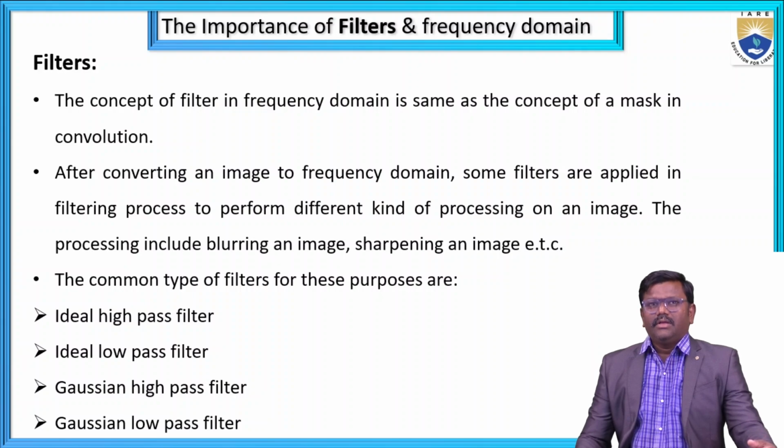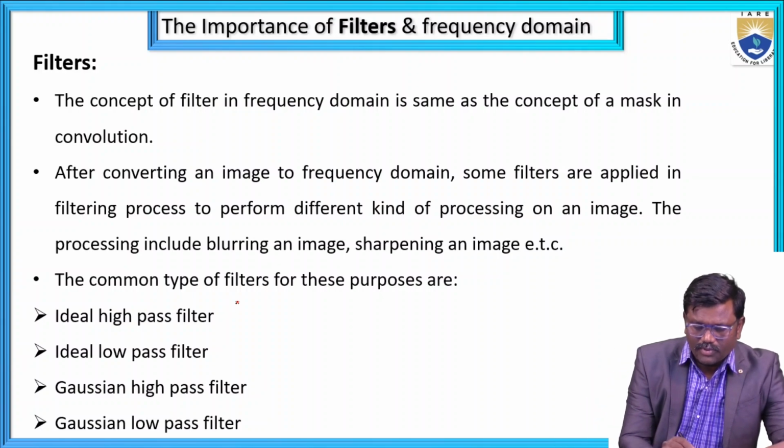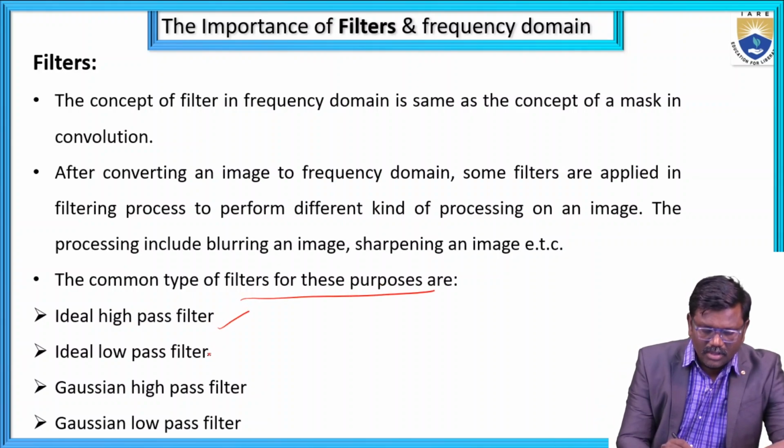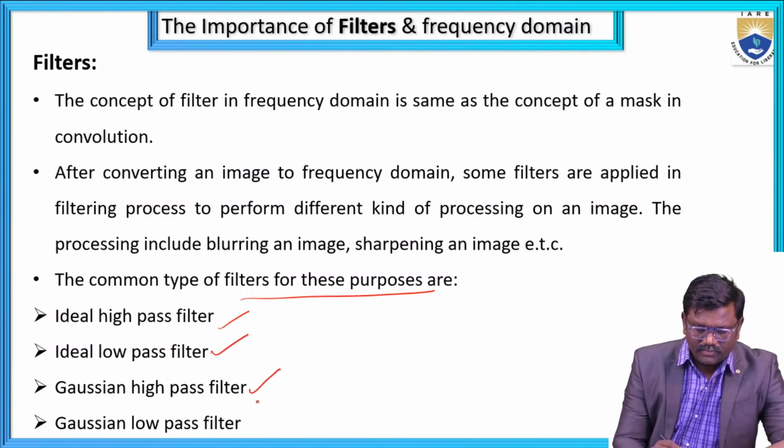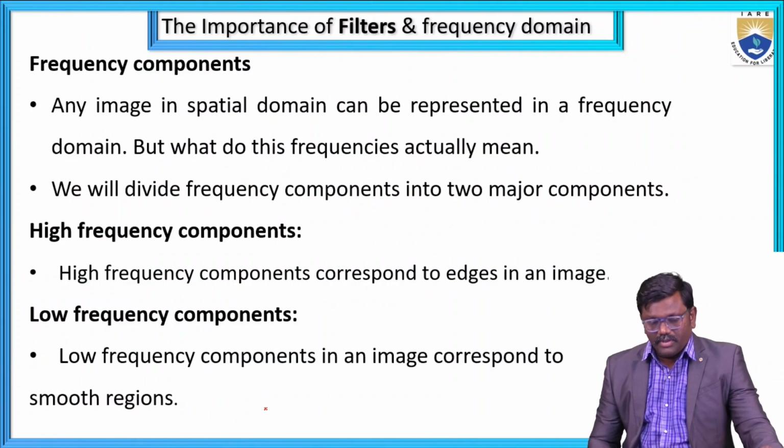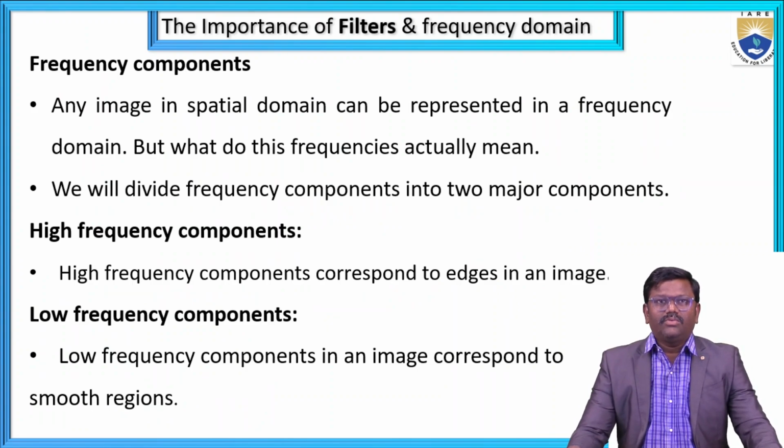So how can we define it? The concept of a filter in the frequency domain is the same as the concept of a mask in convolution. After converting an image to the frequency domain, some filters are applied in the filtering process to perform different kinds of processing on an image. The processing includes blurring an image, sharpening an image, etc., commonly done with filters named ideal high pass filter, ideal low pass filter, Gaussian high pass filter, and Gaussian low pass filter.